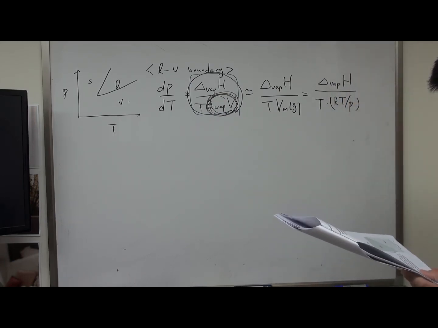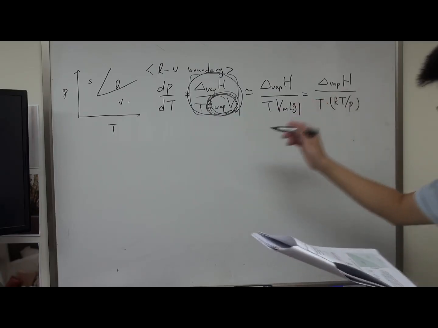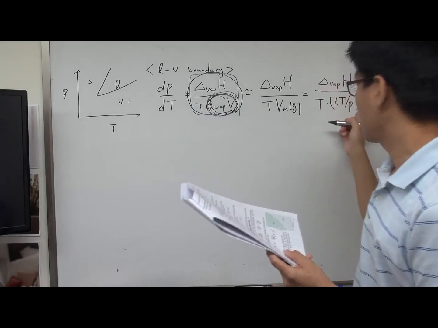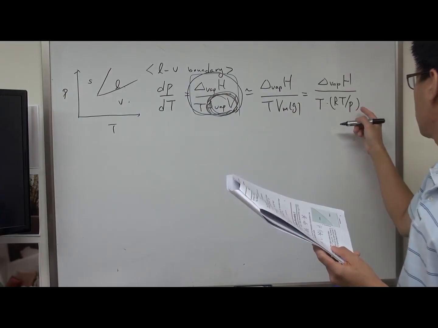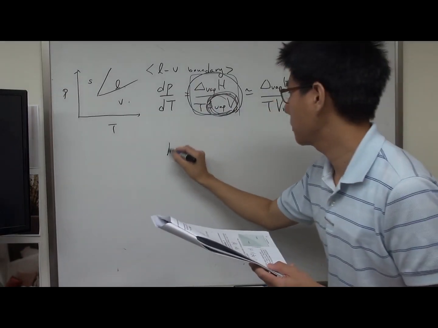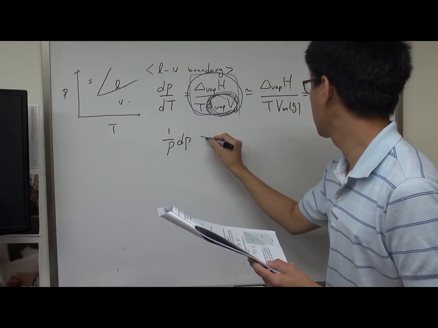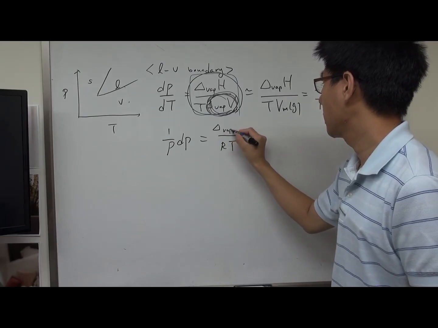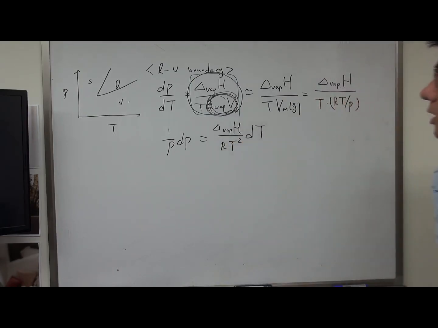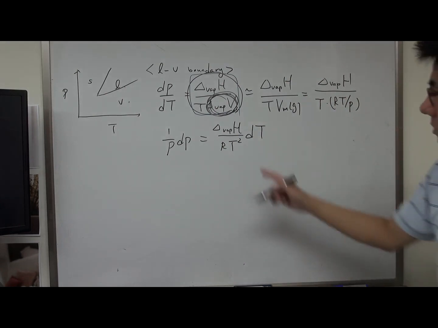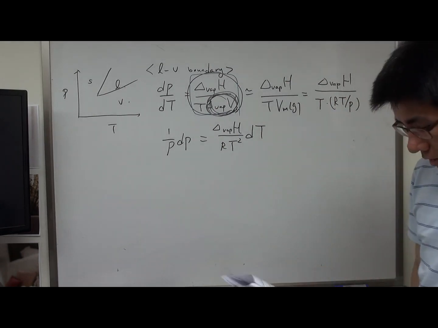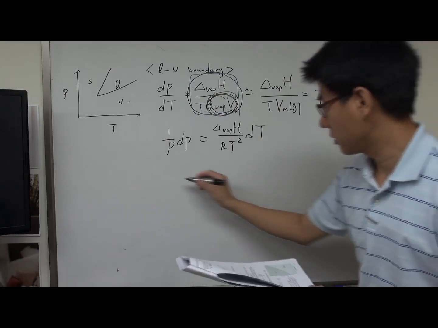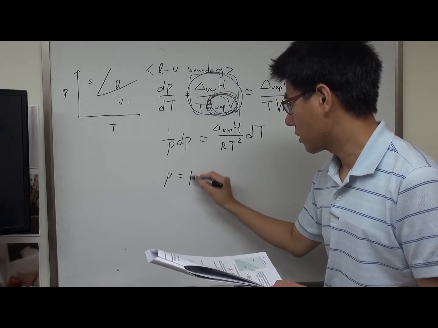Okay, so if you rearrange it, you have P here, so dP/P is equal to delta H over RT squared dT. Okay, a little bit more complicated than before, right? It's not easy to do this integration by yourself, so let's look at the result. If you solve it, you get this expression.